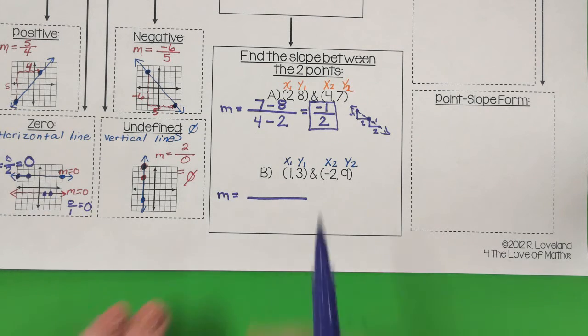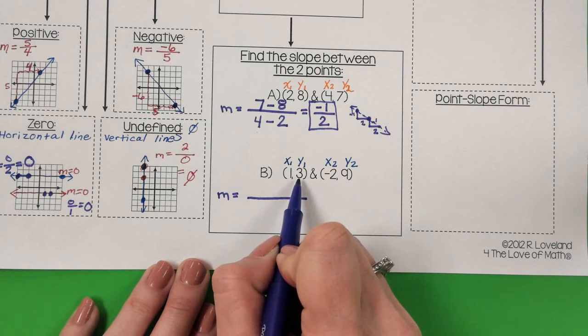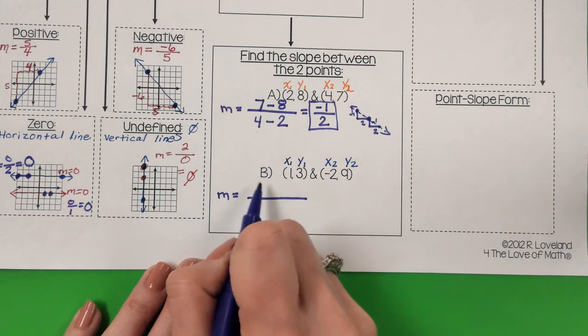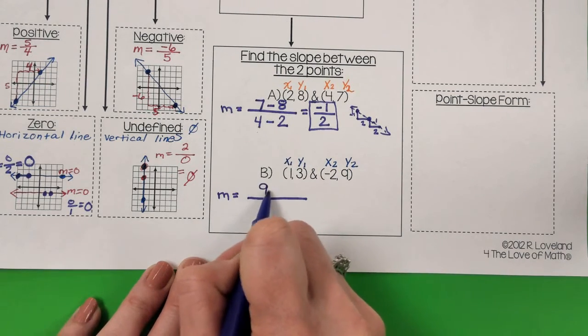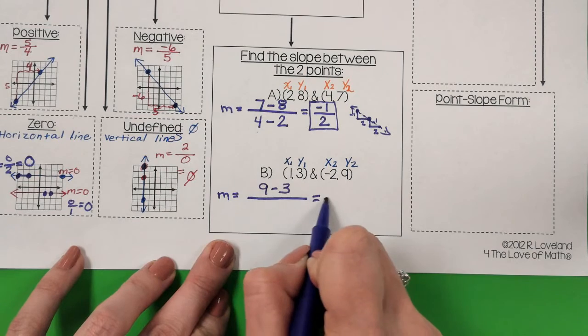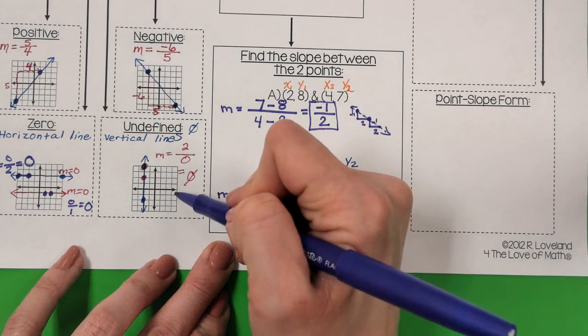Okay. The second y is 9. The first y is 3. So we subtract those in the numerator. So if you were up at 9 and the next one's at 3, that means there are 6 between them. 6 of these units here, these blocks.